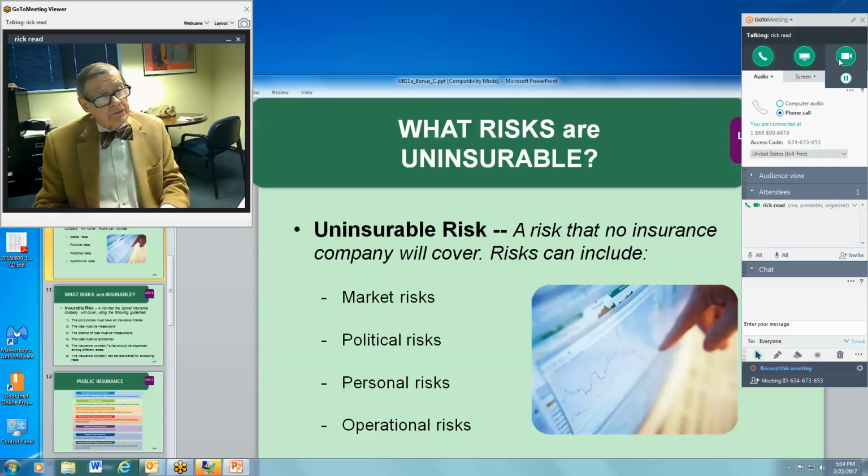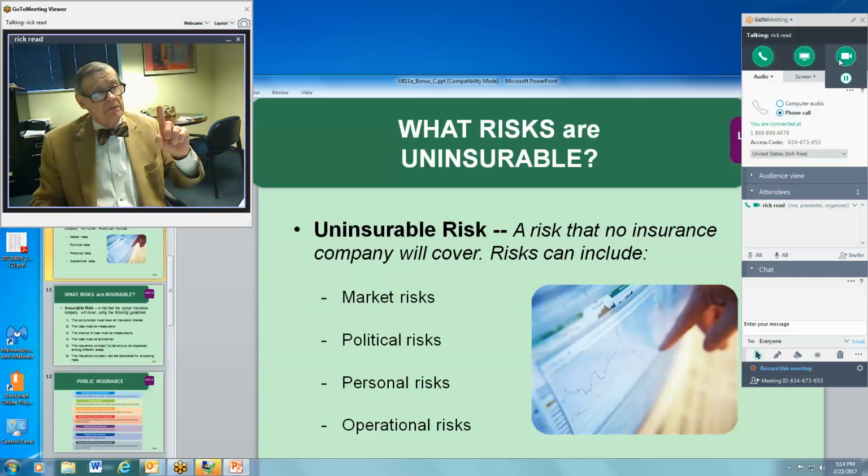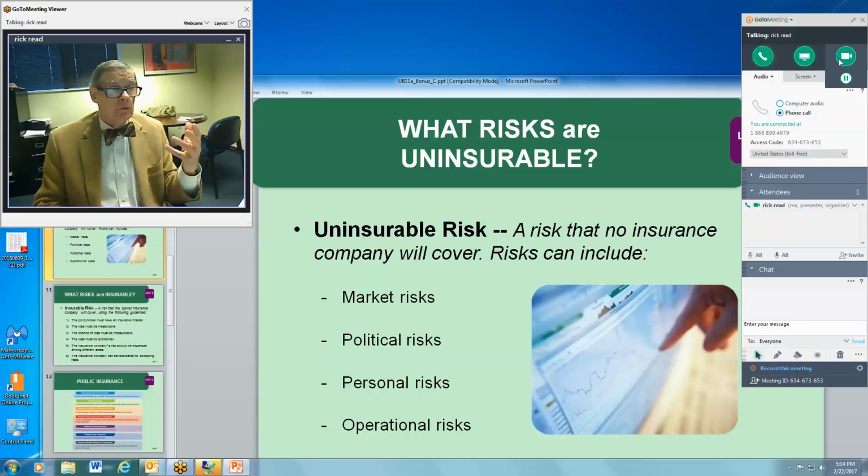Uninsurable risk. No insurance company will cover this. And here are the things that are mentioned here. Market risk. Now, like the stock market, I'll give you an example here in a minute. Political risk, political upheaval. We don't think of that in our country, but it does happen in other countries.